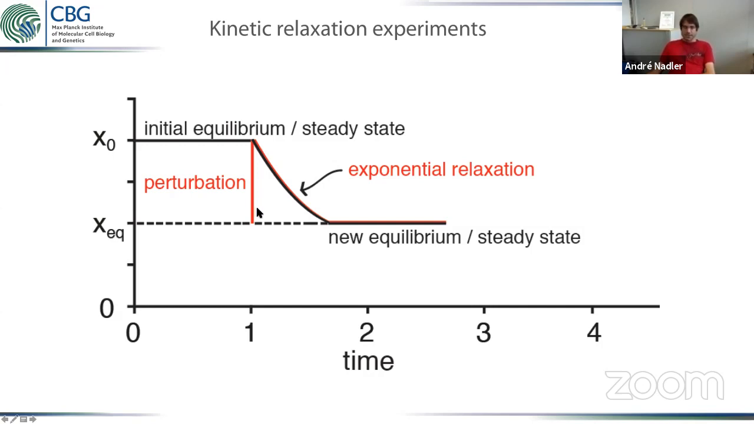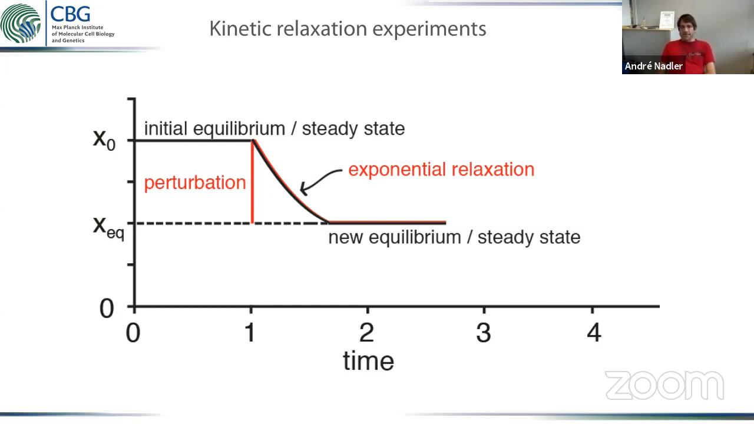And what this results in is that the system wants to adapt to a new equilibrium, a new steady state that's drawn up here, and it needs a certain time to reach this new state. This is usually an exponential relaxation process. And essentially, this process gives you the information about the reaction kinetics.